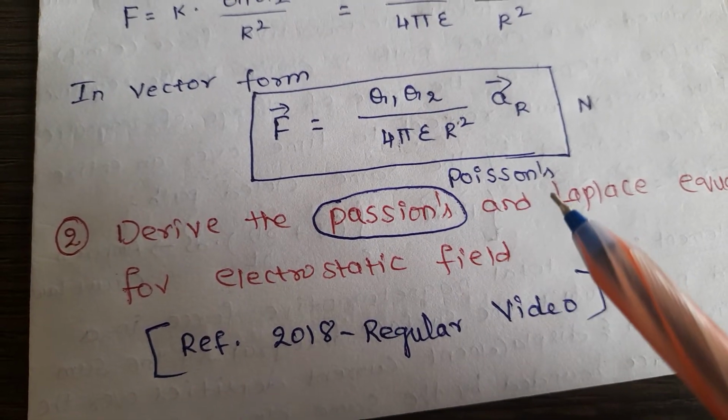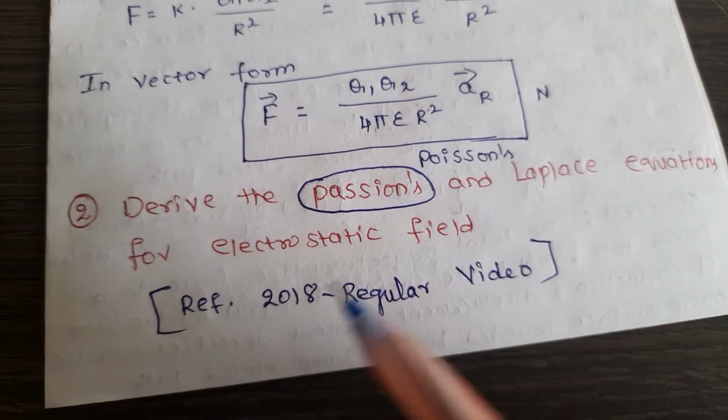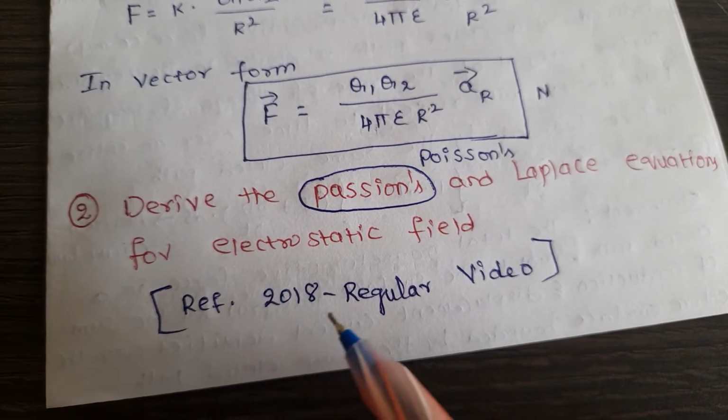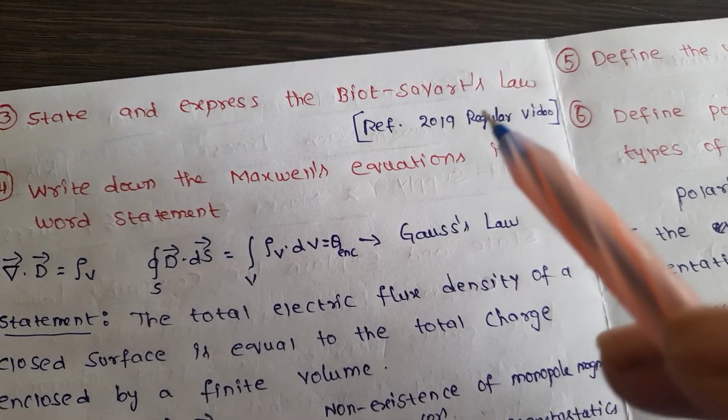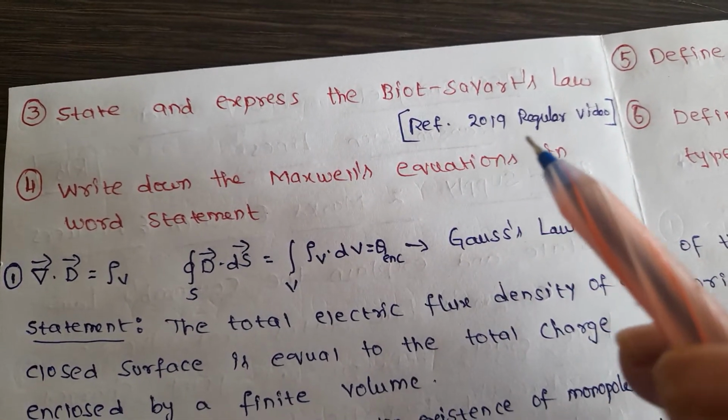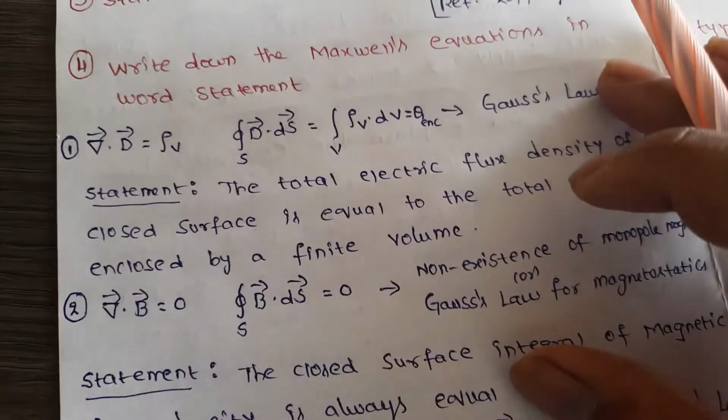Now coming back to the second question, derive Poisson's and Laplace equations for electrostatic field. Please refer to the 2018 regular video for that. Now coming back to the next question, state and express the Biot-Savart's law. Please refer to the 2019 regular video.